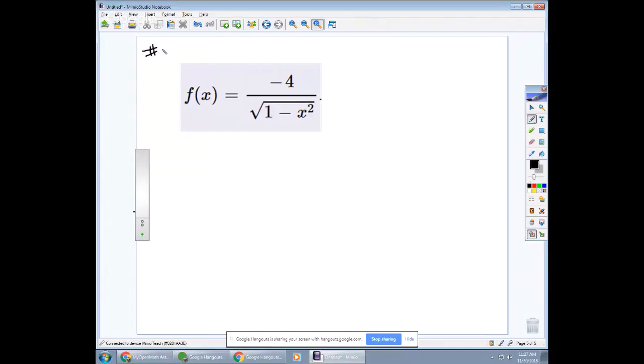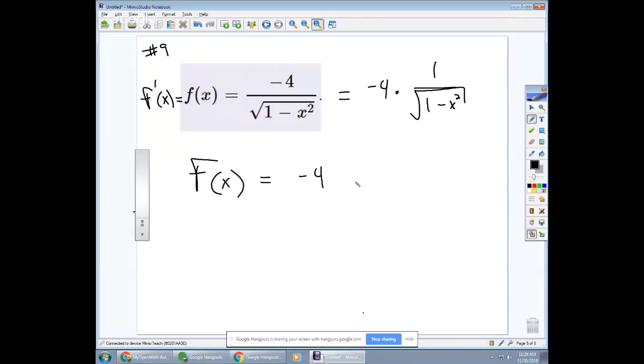So this is number 9. So there's two perspectives on this. Come on, pen. There we go. If I pull out that -4, and I have -4 times 1 over the square root of 1 minus x squared, and this right there is the derivative of the arcsine. Okay. Yeah. So that's one possibility. So usually we say capital F prime is equal to little f. So capital F, the original function, could be -4 times the arc cosine of x plus some constant.